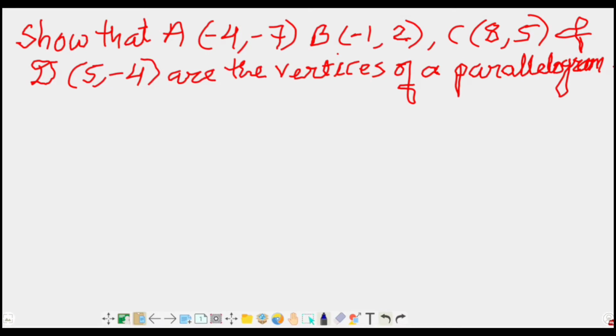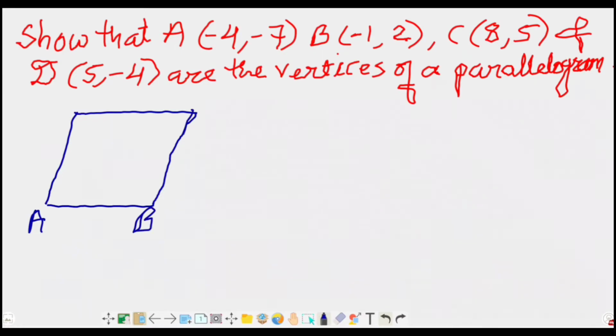Students, let's solve one more sum. Show that A, B, C, D are the vertices of a parallelogram. Now they have given the coordinates of all the 4 vertices. Let's first draw the rough figure for the parallelogram. A, B, C, D. Now I will take the opposite side.